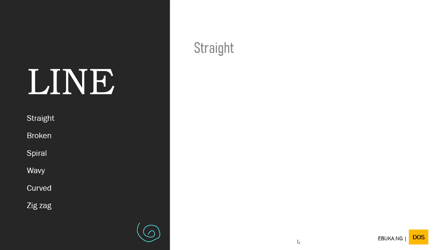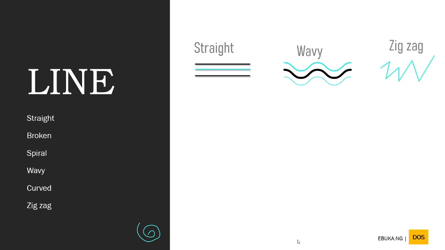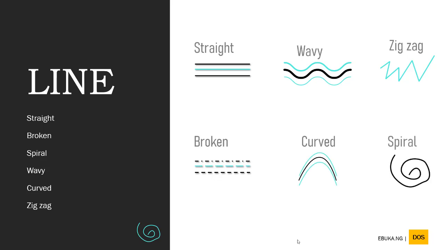So what are the types of line you have? We have a straight line, a wavy line, a zigzag line, broken lines, curved lines, spiral lines. So these are the types of lines. You have to know when to use what in your design. These are just basically types of lines you can use in your design.